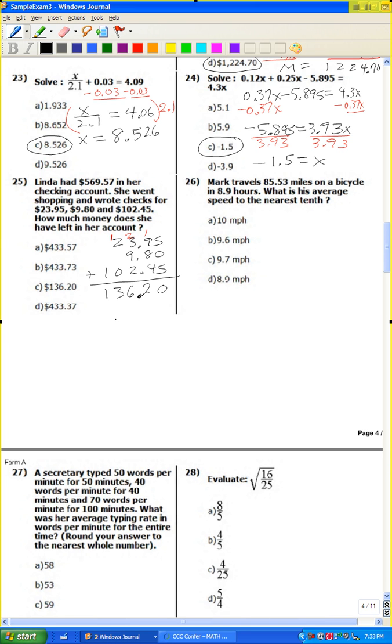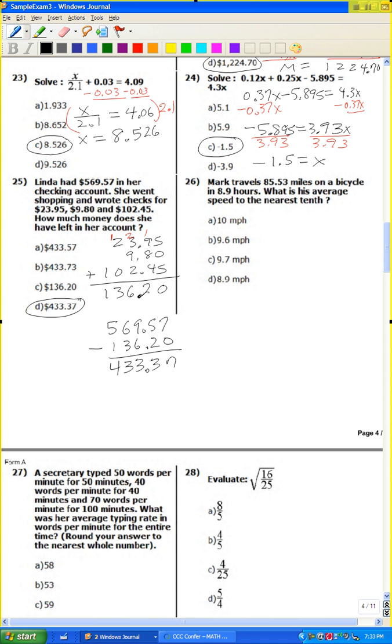Let's subtract that from how much she had. So originally it was 569.57. Subtract 136.20. So 433.37. So $433.37. D.